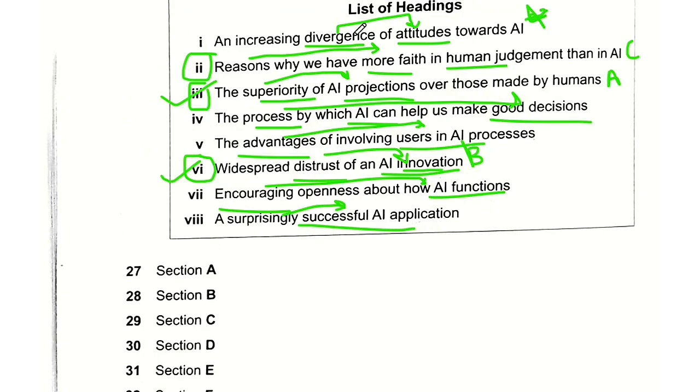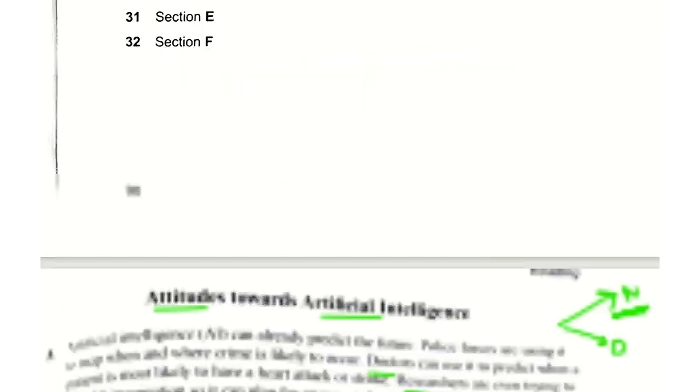So here you can see an increasing divergence of attitudes towards AI. This is clearly mentioned in paragraph B. So the answer is D. They've clearly not mentioned anything about the other options. It is the first option that is the answer. We'll be looking at the next one.